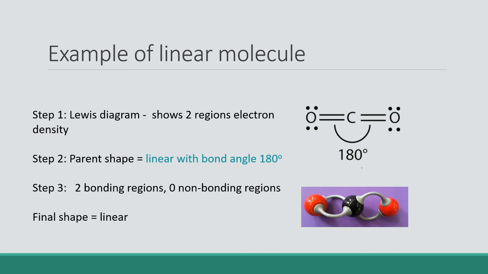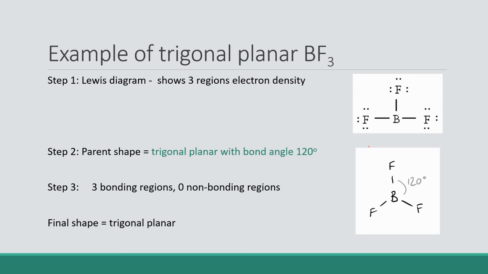Okay. So here is an example of a linear molecule. We've got carbon dioxide. It's got 2 areas. So it's got a base shape of linear with a bond angle of 180 degrees. It's got 2 bonding regions and no non-bonding regions. So its final shape is linear. This is an example of trigonal planar. So it's got 3 regions, angle of 120. It's got 0 non-bonding regions. So the final shape is trigonal planar.